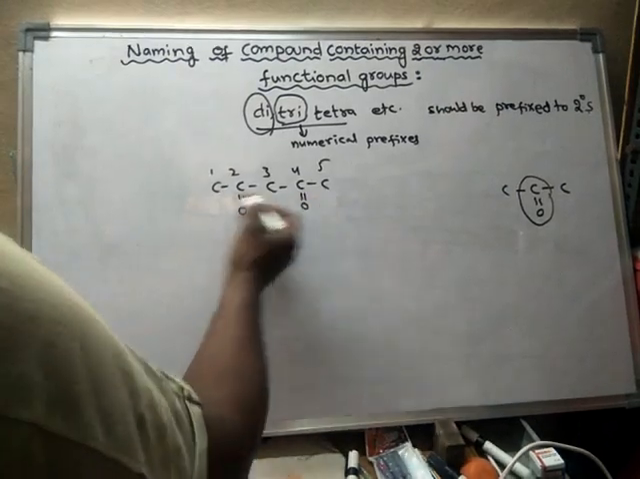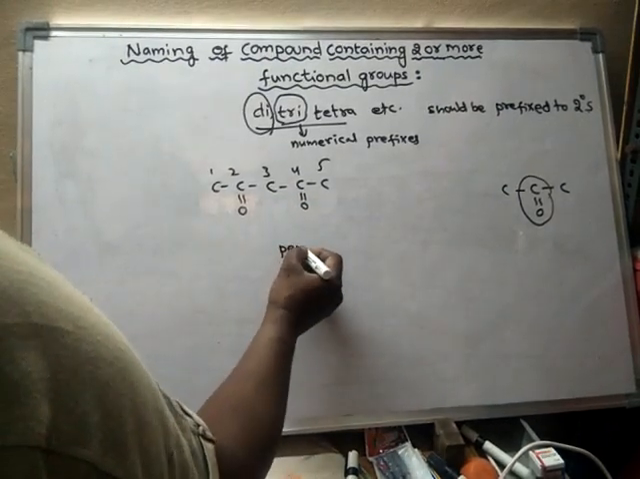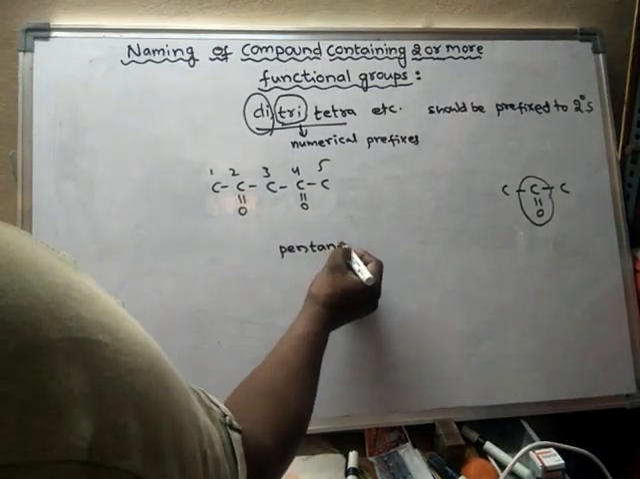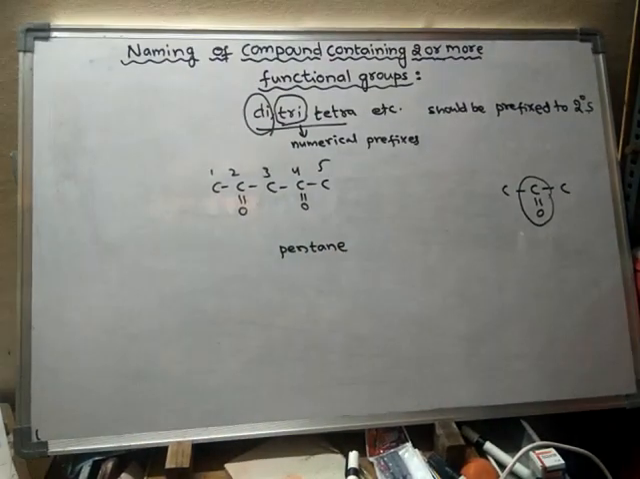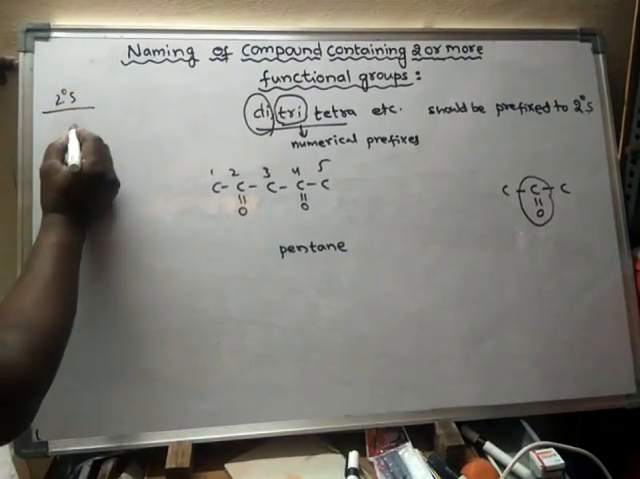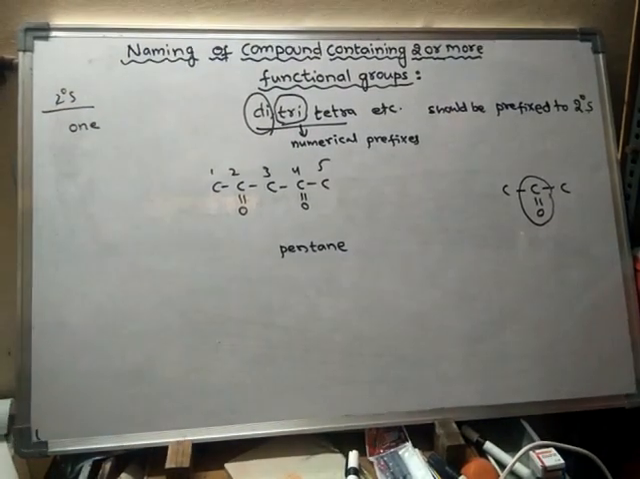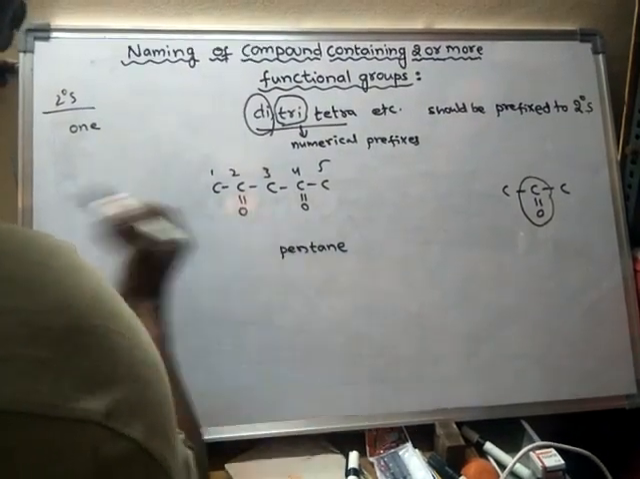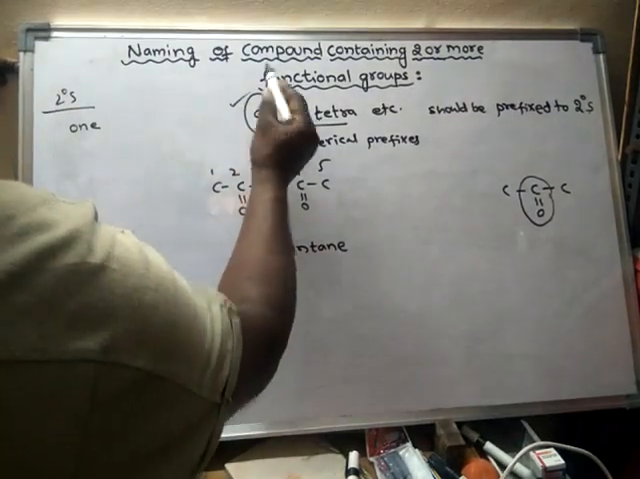Altogether how many carbons are there? 5 means pent. Single bonds are present, hence pentane. For the ketone functional group the secondary suffix is "one", we have to write it as one. How many ones are there? 2 ketones, that means 2 ones. So we have to use dione.